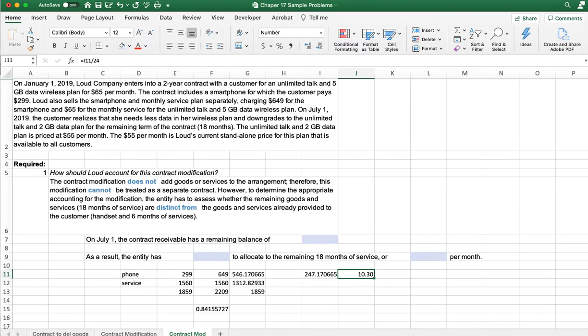So now that we have that information that really would have pertained to steps before we got to this point, we can use it to figure out what the contract receivable is as of July 1st. And so to do that, we can take the 247 minus the $10.30 times the 6 months that have passed, and we get $185.38.